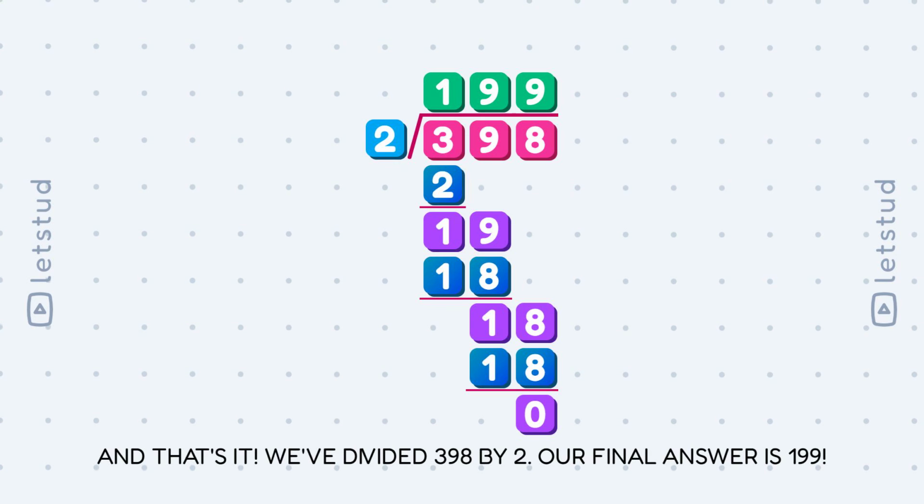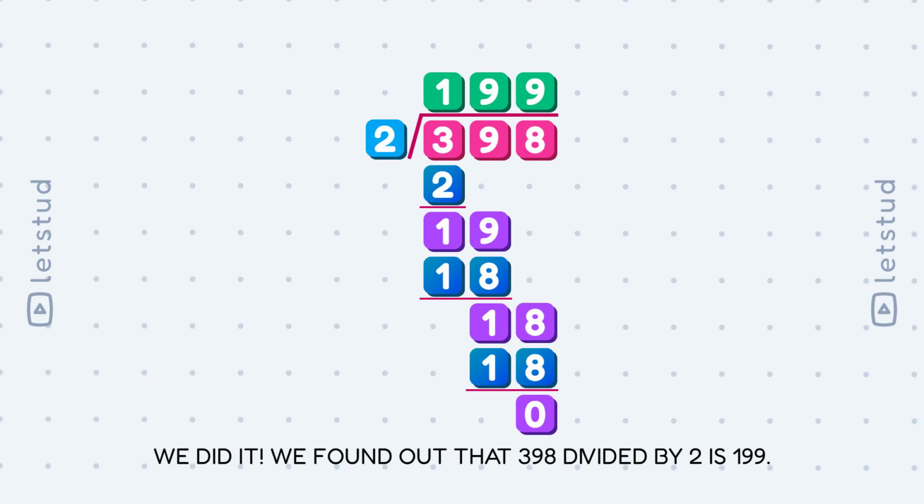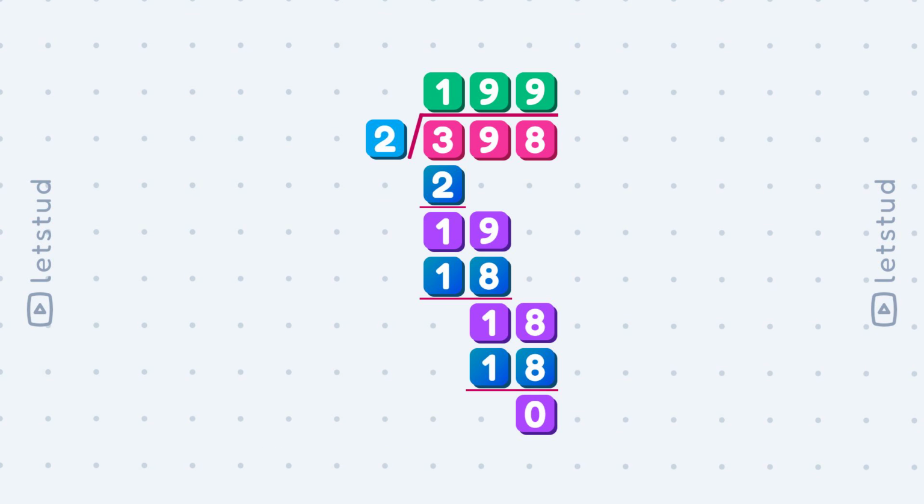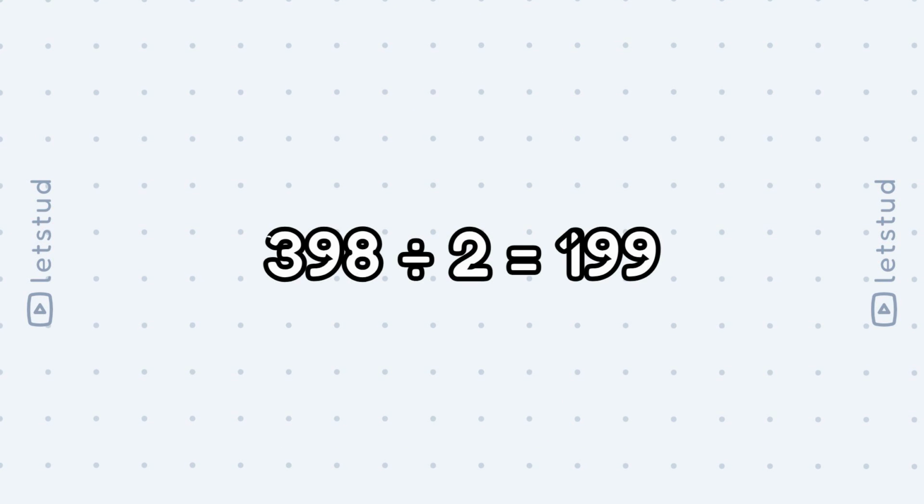We've divided 398 by 2. Our final answer is 199. We did it. We found out that 398 divided by 2 is 199. Great job following along. We learned how to break down a big number like 398 into smaller parts to divide it by 2. Remember, practice makes perfect, and you're doing amazing.